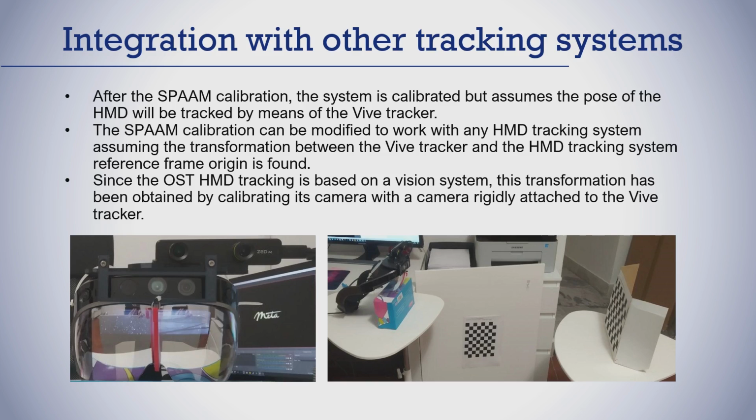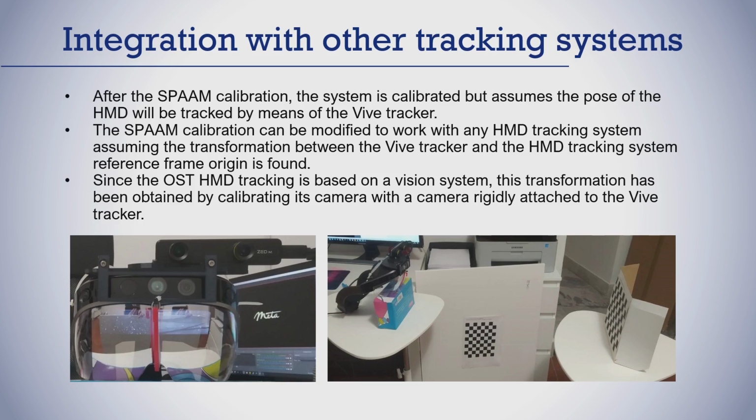Another problem is that after the calibration, basically you have the transformation between this tracker and your eye. The procedure has to be performed with one eye at a time. But if you want to use another tracking system, for example this HMD, which has its own tracking system based on SLAM, performed with both a depth camera and an RGB camera, you have to find the transformation between this tracker and the reference frame for which this tracking system works.